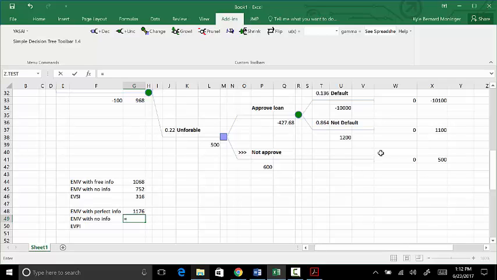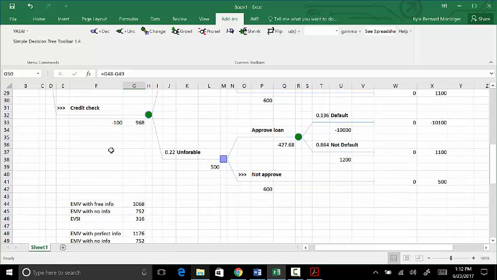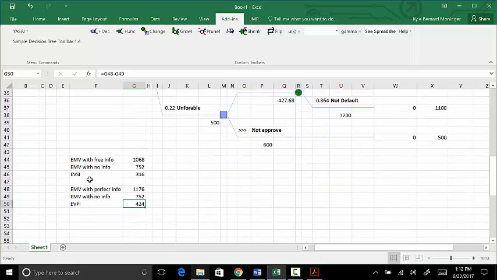The EMV with no info is the same as the one used in the EVSI calculation, 752. The expected value of perfect information is the positive difference between the two. The EVPI represents an upper bound on the EVSI, so we should never pay more than $424 for sample information, because this perfect info is just theoretical. It's not possible to know something without any uncertainty.